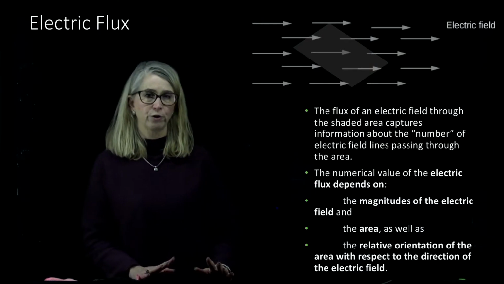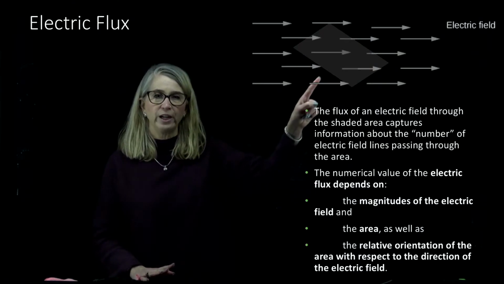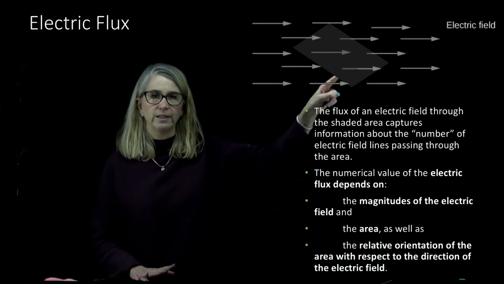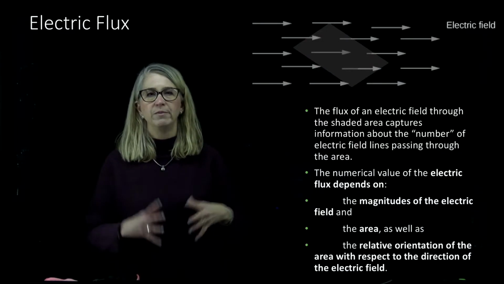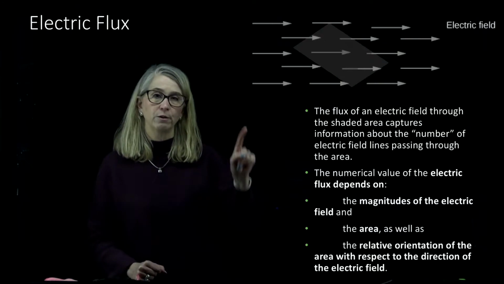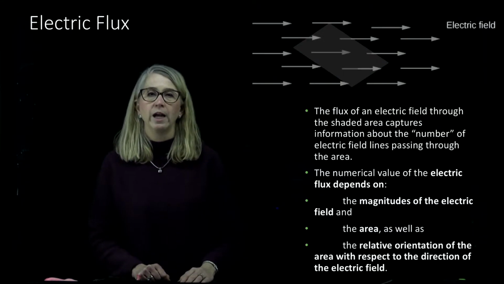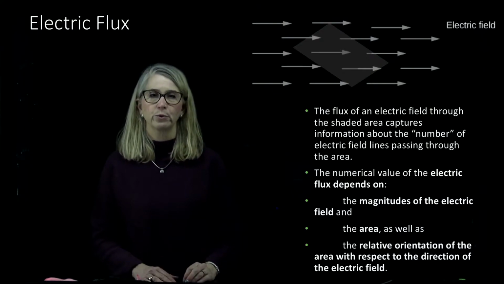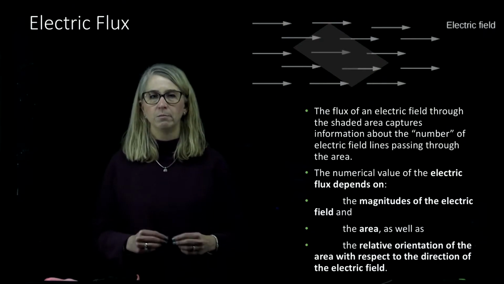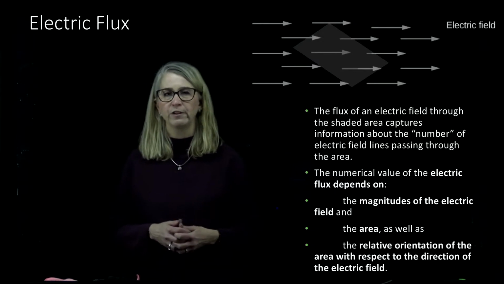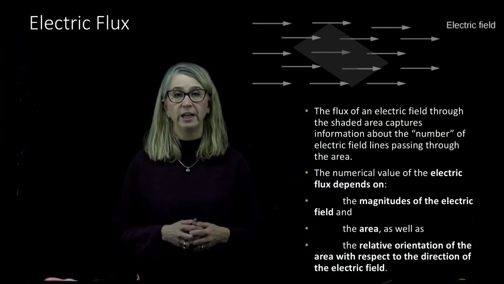So in this picture right here, you have that shaded area. See that little rectangle that's at an angle? That's the area. And the arrows are supposed to represent electric field lines. And when we measure electric flux, we're trying to get a sense of the number or the amount of electric field lines that go through that shaded area.